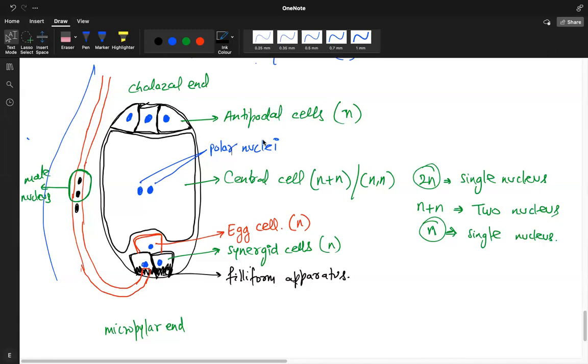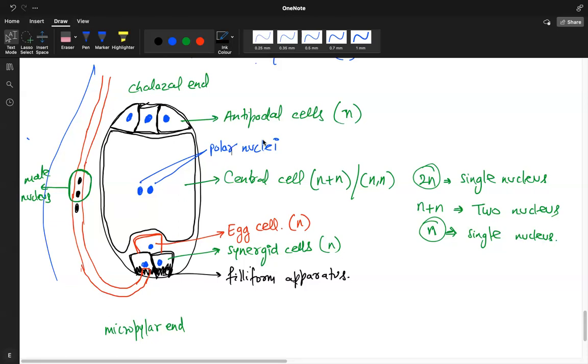The fusion of three nuclei. In the bracket, you can write two polar nuclei and one male nuclei. The fusion of three nuclei during double fertilization to form endosperm is called triple fusion event.